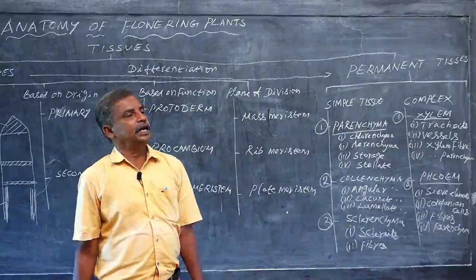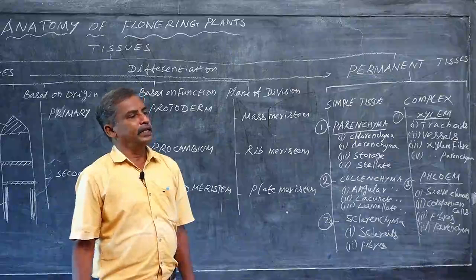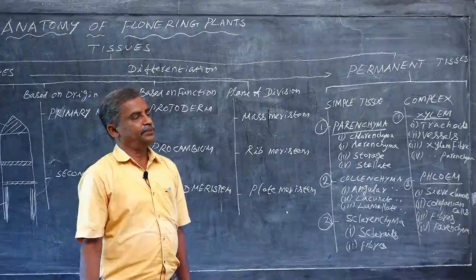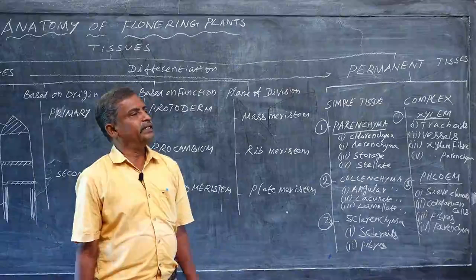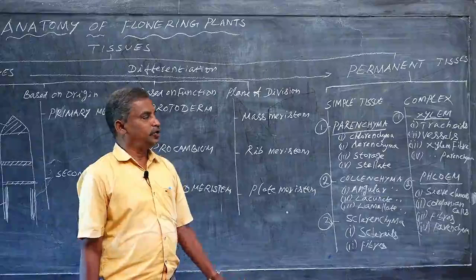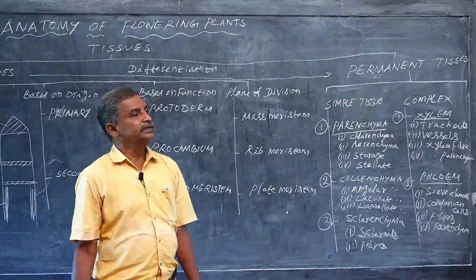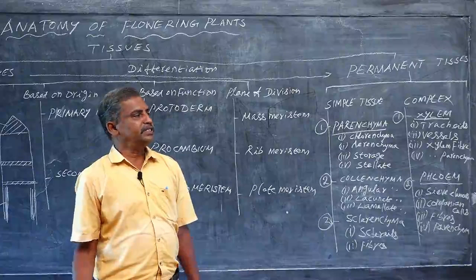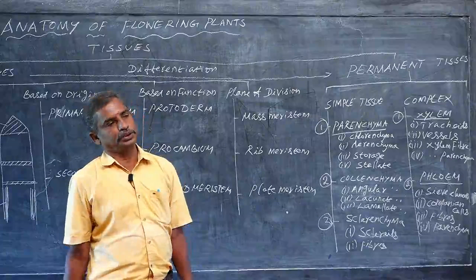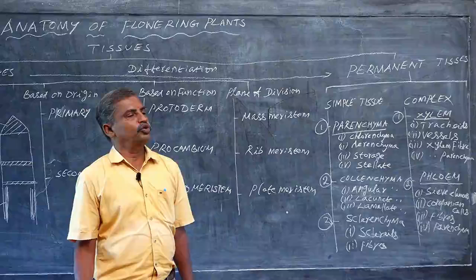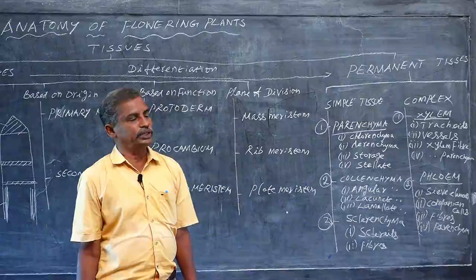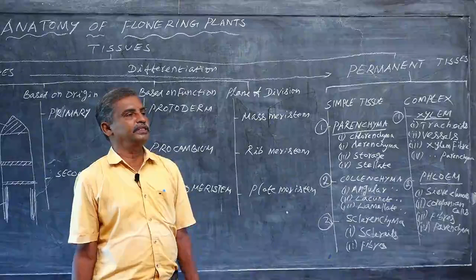So, sieve elements are the major food conducting elements, which are of two types. Sieve cells are found only in lower plants such as pteridophytes and gymnosperms. In angiosperms, sieve tubes are there. What is the difference between sieve cells and sieve tubes? Sieve tubes have a tube-like structure with sieve plates at both ends. Sieve cells do not have sieve plates or sieve pores.